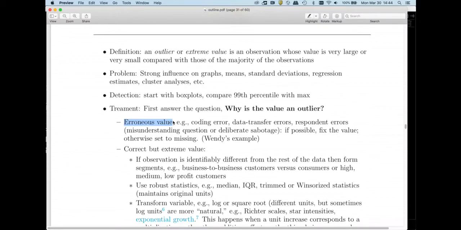When you have this, you either fix it, so go get the correct data. If there was a data transmission error, get them to retransmit the data, or set them to missing. There's a very famous video from Wendy's, and I encourage you to watch that on your own. I call this video the birth of an outlier.